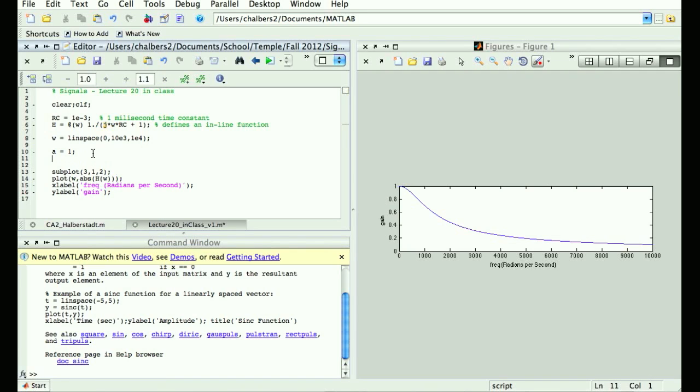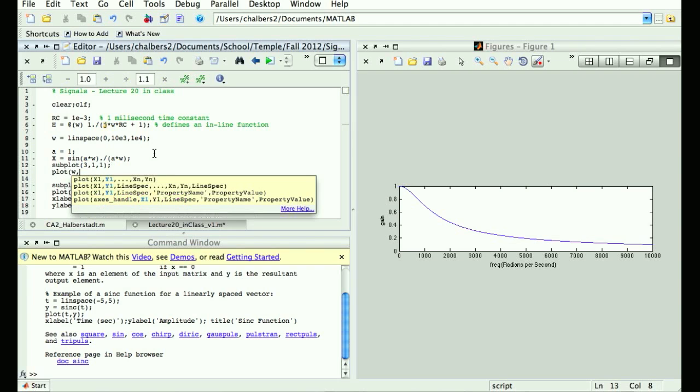So for our square pulse, we would know that x of omega should be sine of a omega over a omega. So let's just say that. Okay, so sine of a omega divided by a omega. There is a way to do this with the sinc function, but I'm going to just hold off for now. Does that work? And I can plot that. So subplot 311, plot omega, comma, absolute value of x.